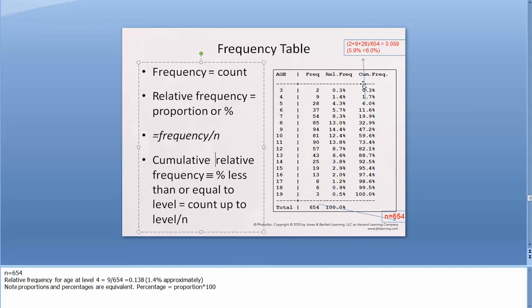So let's, in fact, I have done it in here. If you want to get the cumulative frequency up to 5, you need to add 2 plus 9 plus 28, and then you divide by 654 to get 0.059, and that is actually 5.9, which is rounded up to 6.0. So 6.0 is the cumulative relative frequency. That means this is the proportion of observations less than or equal to 5. Okay, so up to that point.